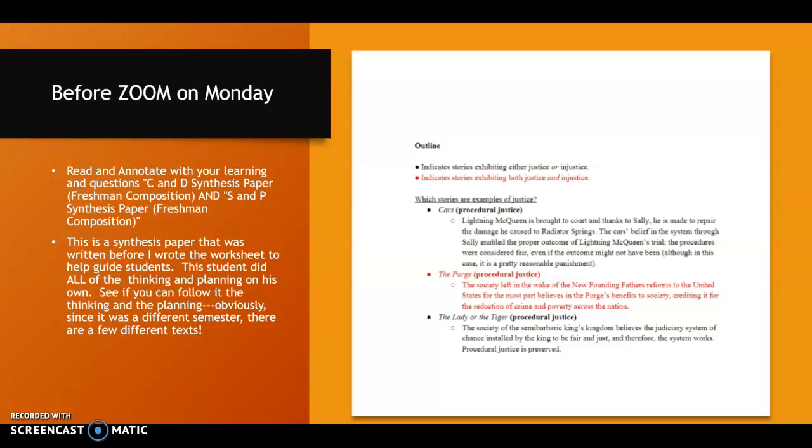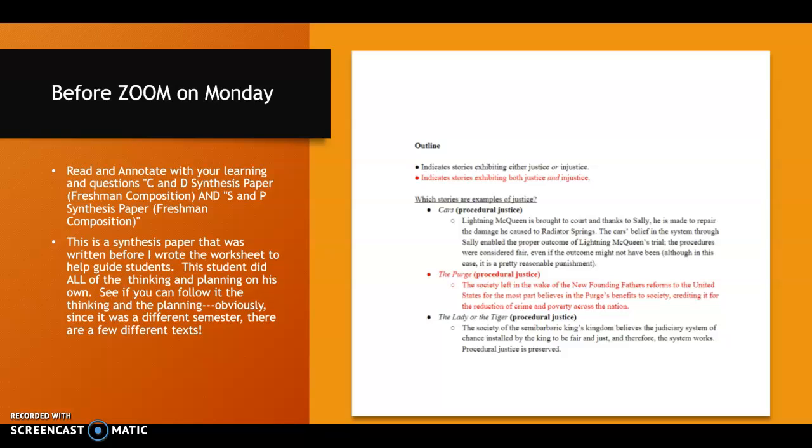I will admit that I do think that this made for better thinkers, and it made for better papers to require this much thinking and planning. But I also understand that not every student was ready for that, and some really struggled, which is why I revised the course and added so much support. But I still think it will really benefit you to read his thinking and planning and ultimately his synthesis paper for both commutative and distributive justice and then social and procedural justice.